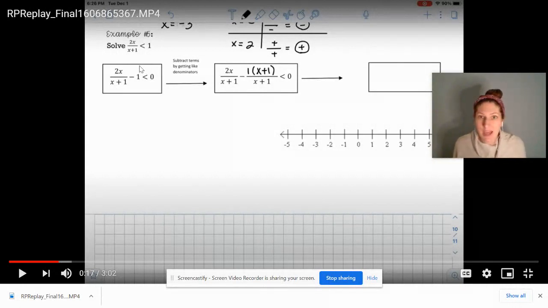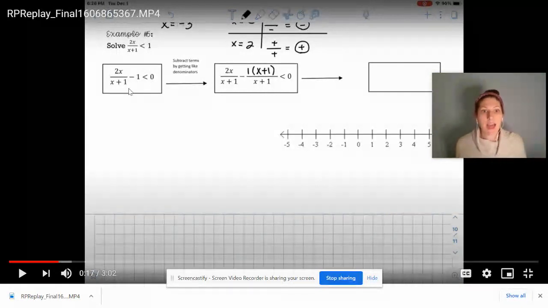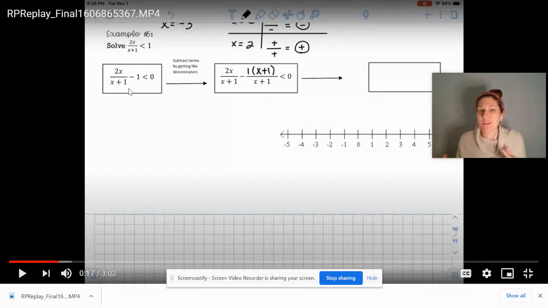So guess what we have to do? Yes, you are right. We need a common denominator. So I'm going to find my common denominator, which, if you think about this term right here, it's really over 1. So my common denominator would be x plus 1, because you want your denominators to be matchy-matchy. You want them to be the same. So I'm going to multiply the top and the bottom by x plus 1.